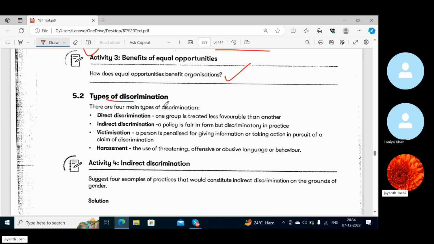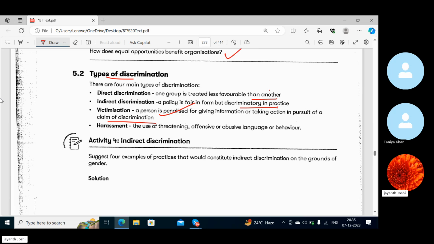Now, types of discrimination. There are four main types of discrimination. Direct discrimination, one group is treated less favorable than other. Indirect discrimination, it's a direct one. Policy is fair in form but discriminatory in practice. Victimization, person is penalized for giving information or taking action in pursuit of a claim of discrimination. That means someone is raising some kind of questions regarding company's policy and they are victimized. And harassment, use of threatening, offensive or abusive language or behavior.